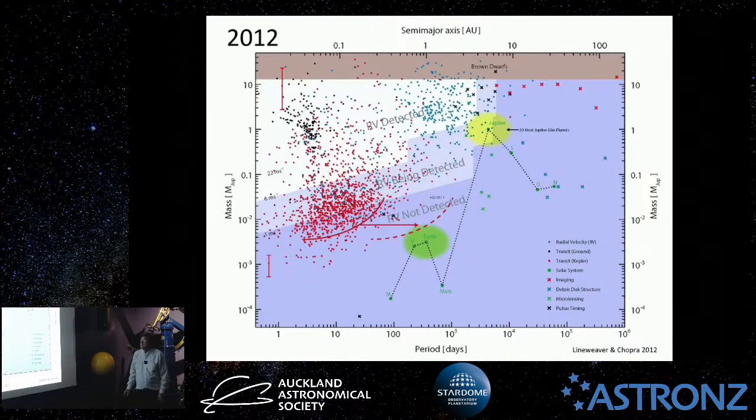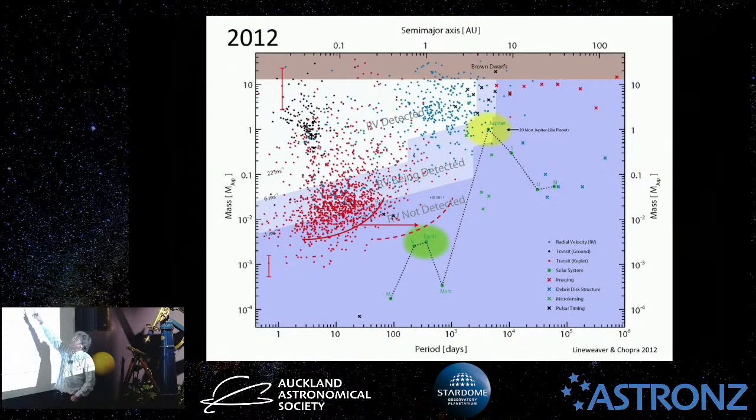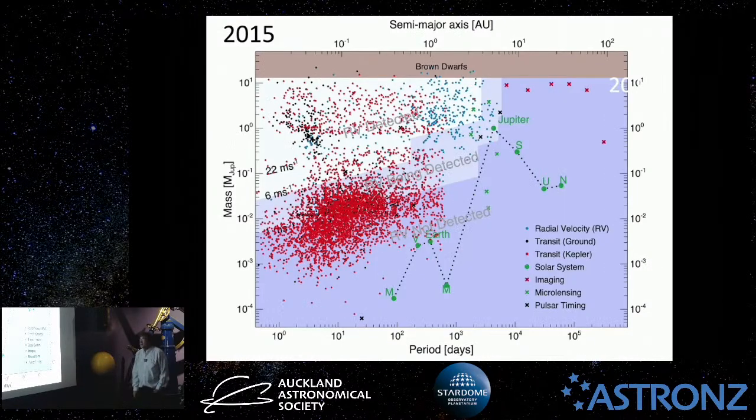Okay. So to show you how much progress we're making, here's a plot. Here is the orbital period, and here's the mass of the planet in units of Jupiter masses. So here's Mercury, Venus, Earth, Mars, Jupiter, Saturn, Uranus, Neptune. That's where our planetary system is. In 2012, based on these different techniques, we had that many exoplanets. And then in 2015, we had this many. This is mostly Kepler, going with the transit technique.